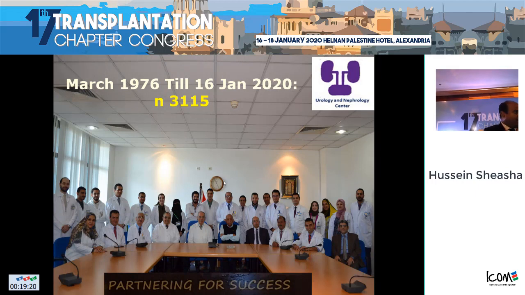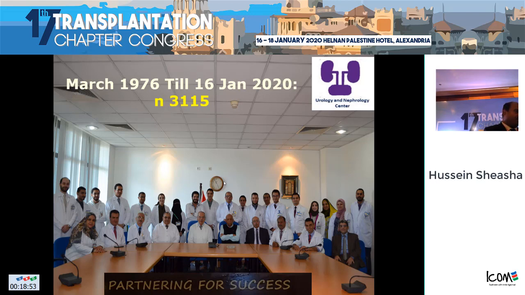Also, I am very proud to be a member of this unique team at Mansoura Urology Referral Center, with Professor Ghoneim, the founder of the center, and Professor Sobh, the father of nephrology in Mansoura, and all professors and colleagues in this fascinating photo. This team has the experience of 3,115 live donor kidney transplantations.